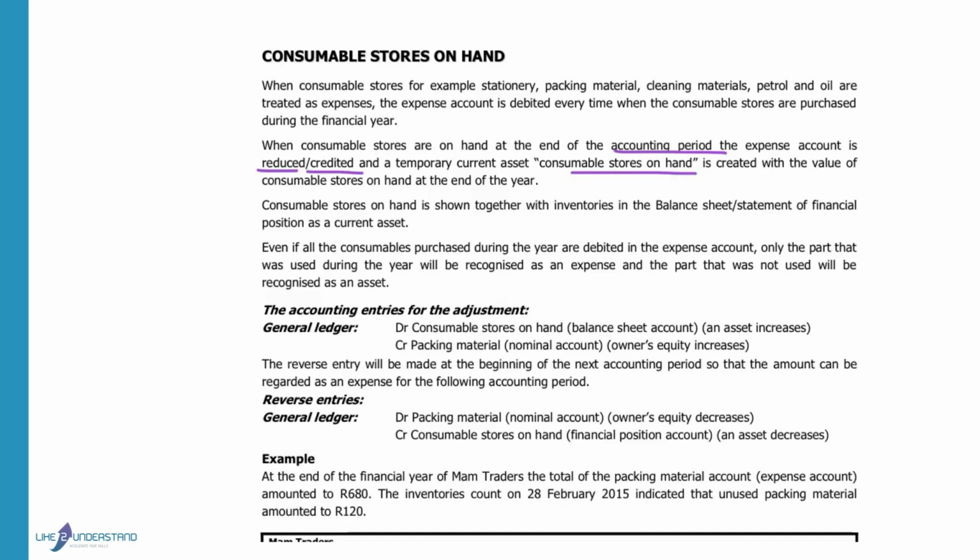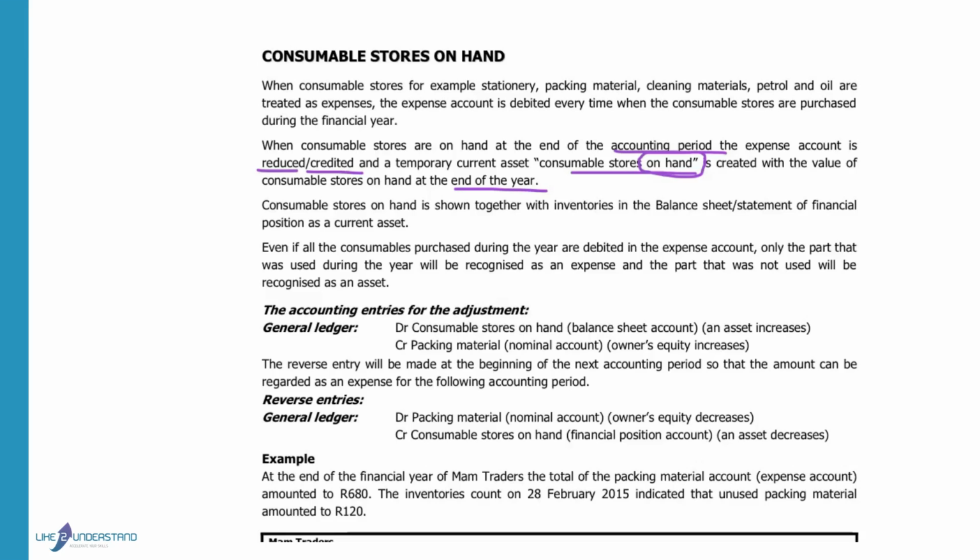As soon as you see the words "on hand", it indicates that it is a balance sheet account, so that is an asset. If the word is only "consumable stores", then it's an expense. And this asset will be created with the value of the consumable stores on hand that is available at the end of the year, because you will transfer these consumable stores to the next financial year and you will use them in the following year.